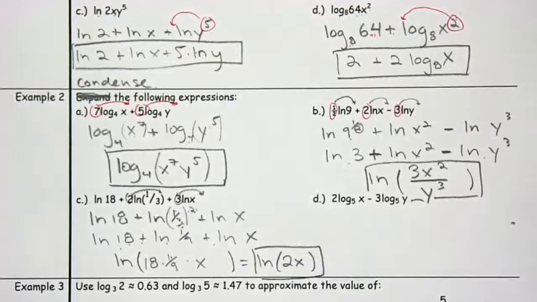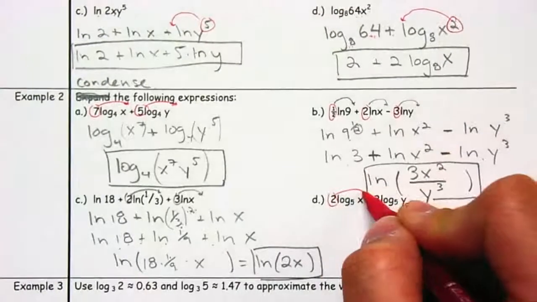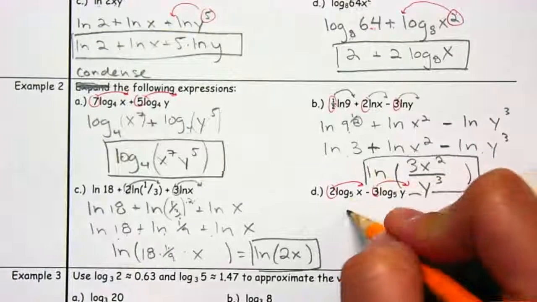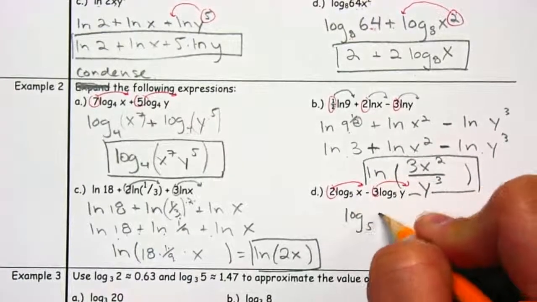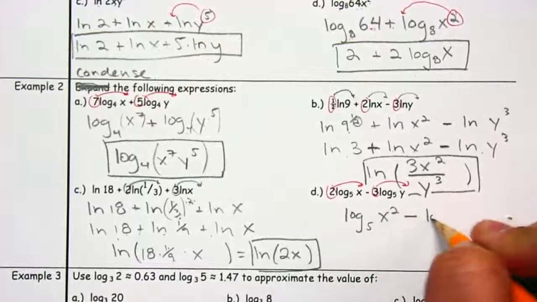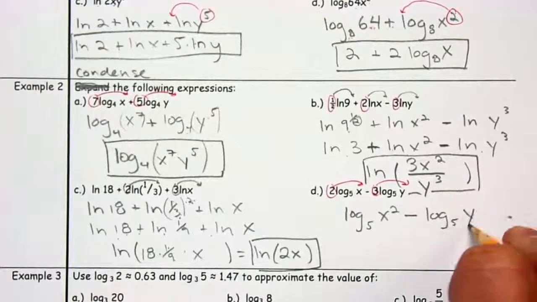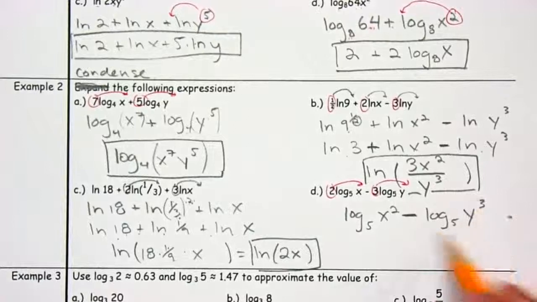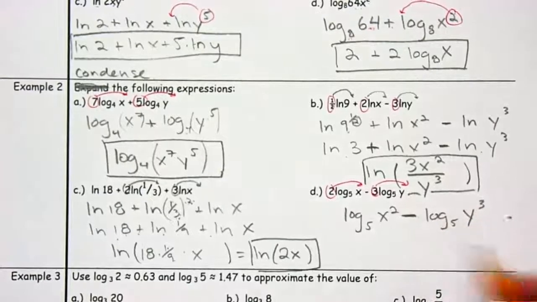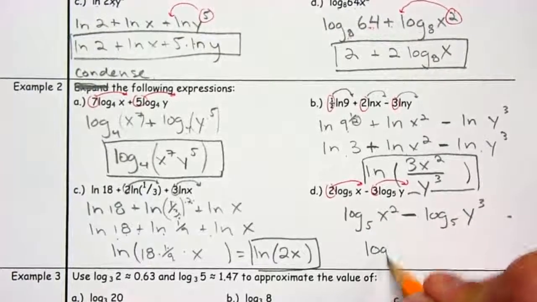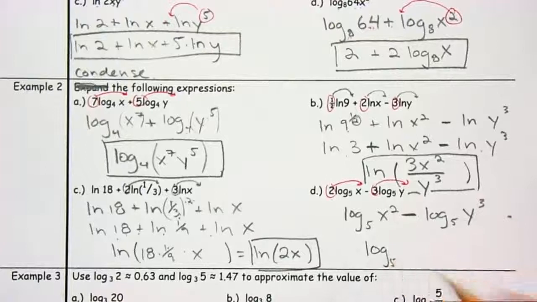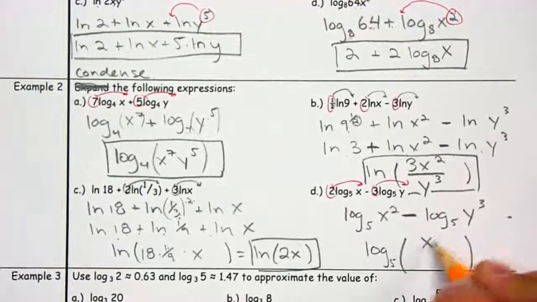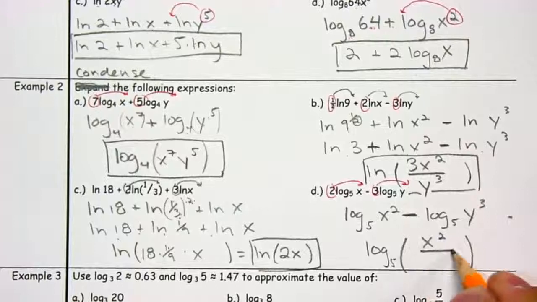And last one, pop those exponents back up there. We're left with log base 5 of x squared minus log base 5 of y to the third. Then of course the minus again moves this to the bottom, right? Minus is division. So this goes into a single logarithm, not two logarithms, one logarithm. And inside that one logarithm I have an x squared on top and a y to the third on the bottom.